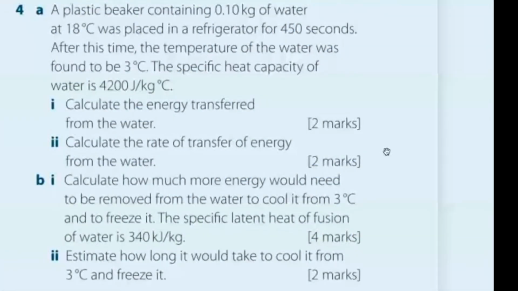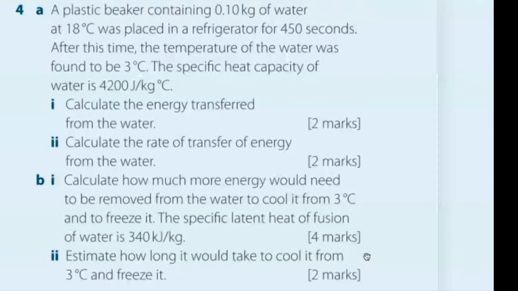Now I'm going to do part B. It says, calculate how much more energy would need to be removed from the water to cool it from 3 degrees Celsius and to freeze it. The specific latent heat of fusion of water is 340 kilojoules per kilogram. Now, this question, as you can see, it's 4 marks.